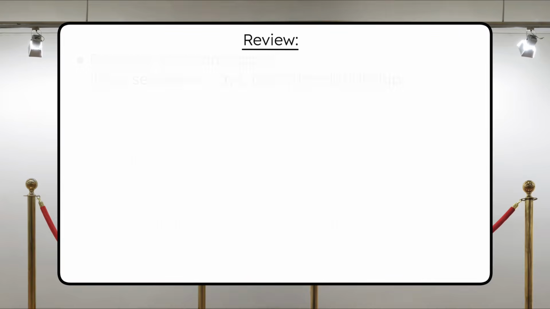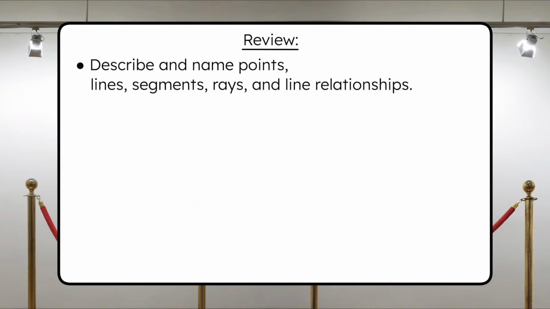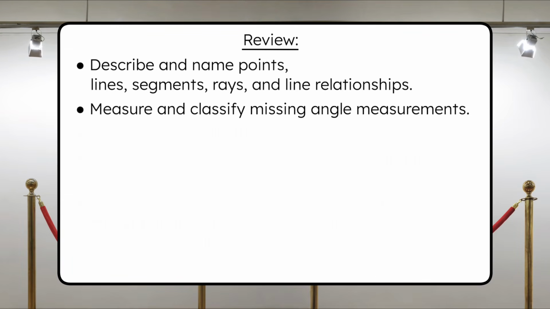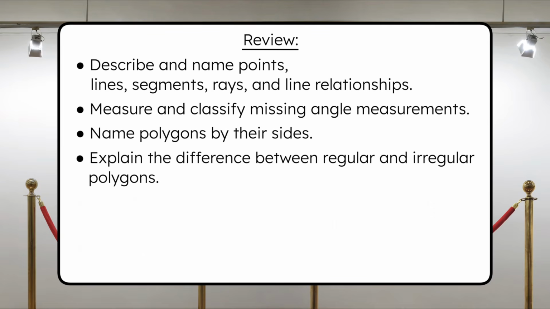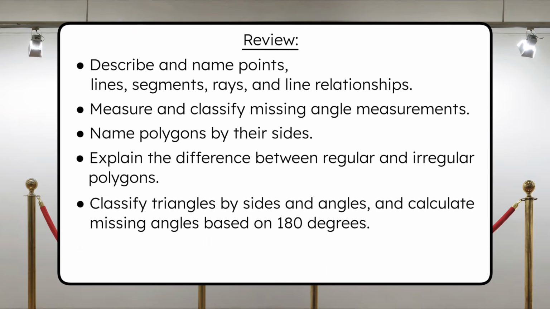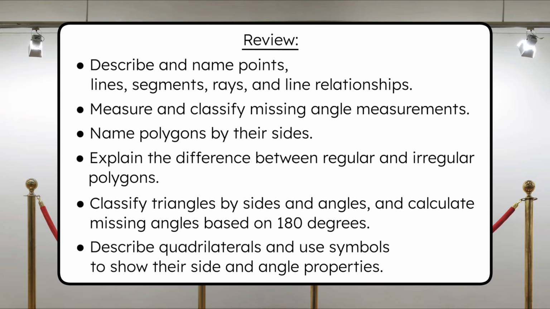So, what have we learned today, besides the fact that museum curators have to think carefully about every detail? Well, now you know how to describe and name points, lines, segments, rays, and line relationships. You've practiced measuring and classifying angles and finding missing angle measurements. You can name polygons by their sides, explain the difference between regular and irregular polygons, classify triangles by sides and angles, and calculate missing angles based on 180 degrees. And finally, you know how to describe quadrilaterals and use symbols to show their side and angle properties.